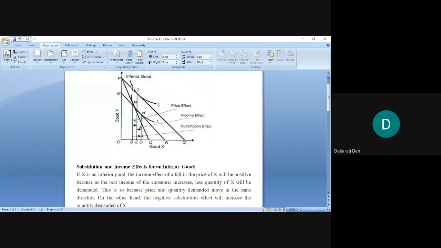You should draw this diagram when I'm explaining it. You should draw the diagram in your copy. All of you take out your copy and pencil, eraser, scale. All of you take out those things and then draw the diagram. So the budget line is PQ, and at this budget line, the consumer is in equilibrium at R, because this budget line is tangent to the indifference curve I1. Okay.